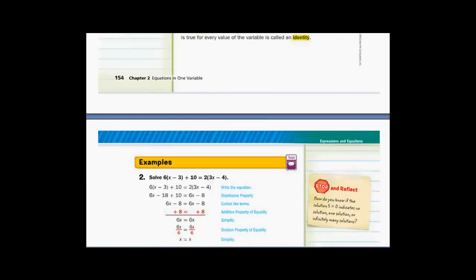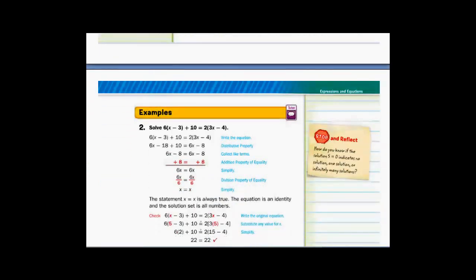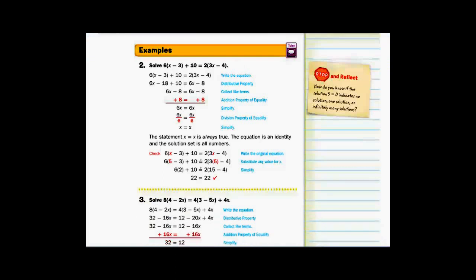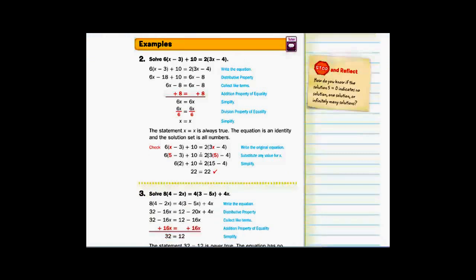So it says solve 6 times parentheses x minus 3 plus 10 equals 2 parentheses 3x minus 4. Okay. So just to get some practice solving that, because that's a multi-step equation, I'm going to distribute. That will give me 6x. I'm going to distribute minus 18. And I've still got my plus 10 on that side.